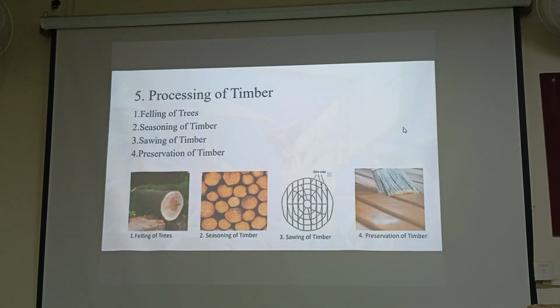So processing of the timbers has 4 stages. First is felling or cutting of the trees, then seasoning of the timber, then sawing of the timber, and preservation of the timbers. So these are the 4 steps through which the timber can be processed.